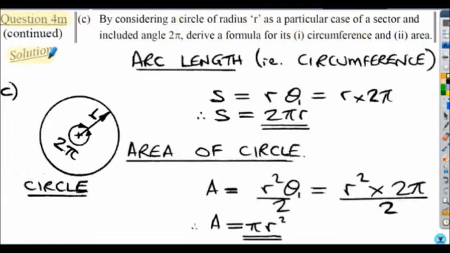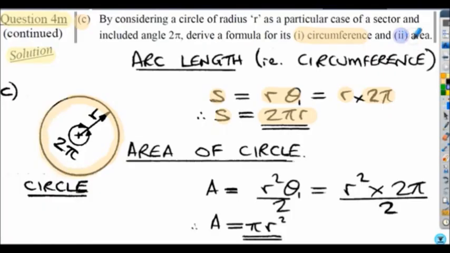Question 4M, solution continued. In part C, I'll let you review this slide at your own pace. Essentially the circumference, s is equal to r theta, where r is r, and theta is 2 pi, so s is equal to 2 pi r. That's how you calculate the circumference of a circle using radian measure, essentially the arc length.